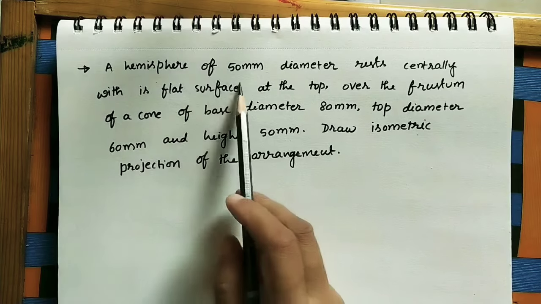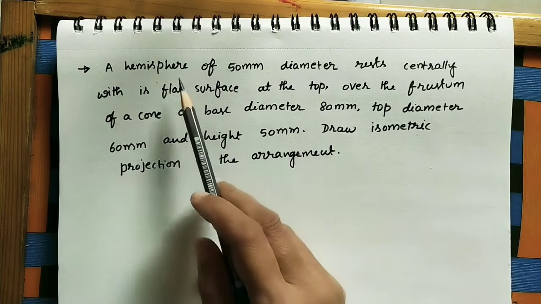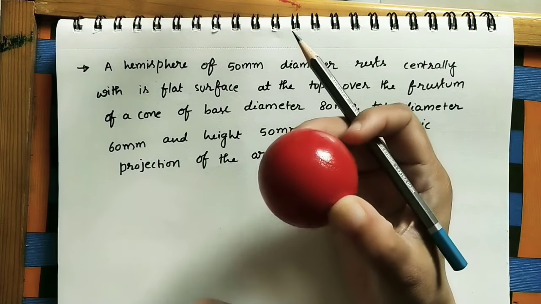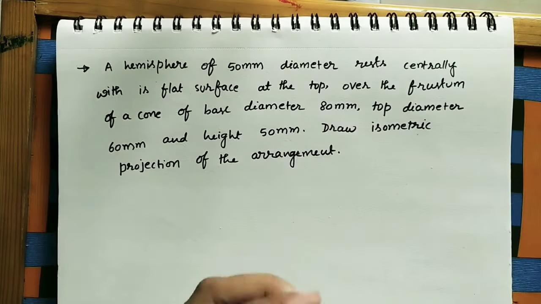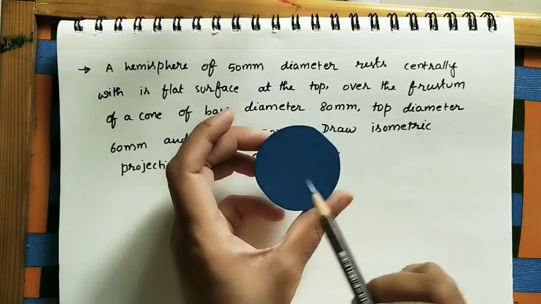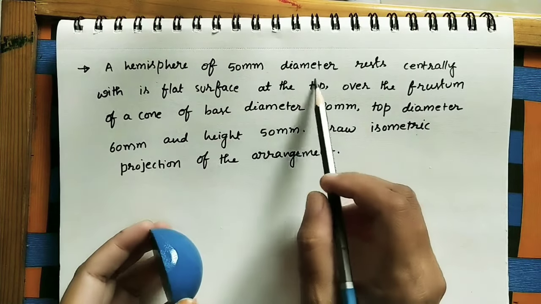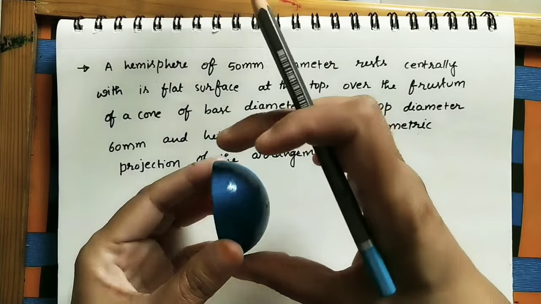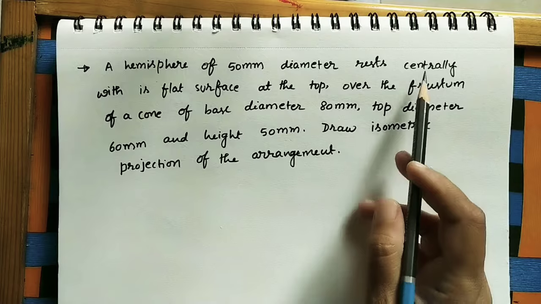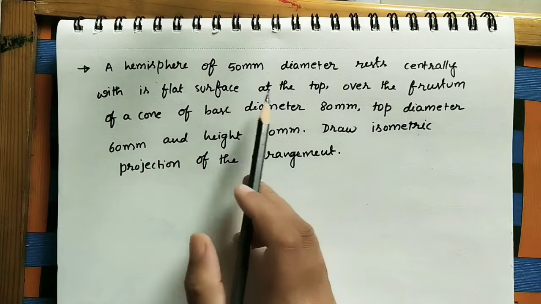A hemisphere of 50 mm diameter. Hemisphere means half of the sphere. A sphere is a round-shaped object, and we have to take half of it. So I am taking this as the hemisphere. Half means it has one side curved surface and one side flat surface. Now what is the diameter of it? 50 mm. If you take the complete diameter, it is 5 cm. Rest centrally with its flat surface at the top.